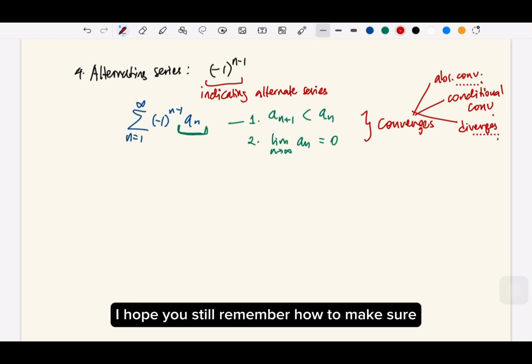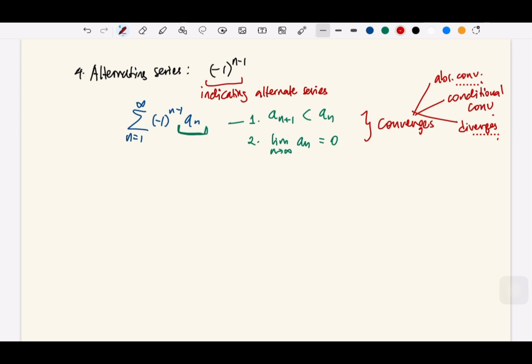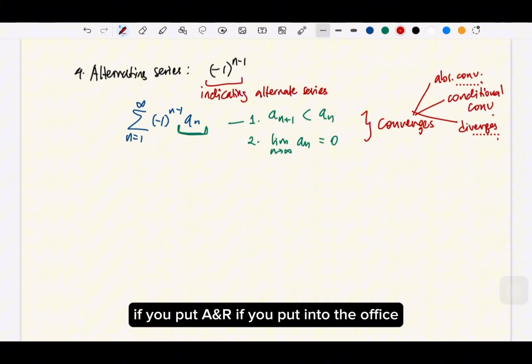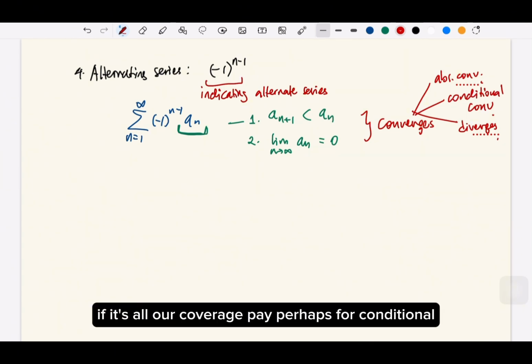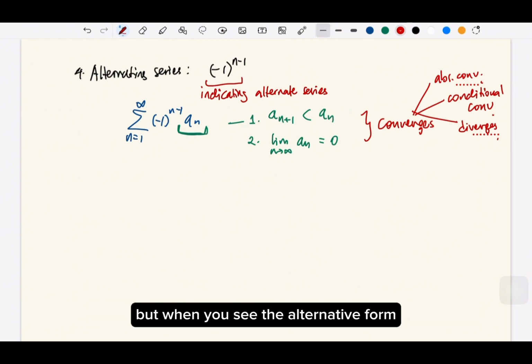I hope you still remember how to make sure whether it's absolute or conditional. I think absolute is if you put aₙ, or if you put it into the alternating series, both converge, for absolute. For conditional, if you look at just aₙ, maybe it will diverge. But when you see the alternating form, maybe it converges. We say it's conditional convergence. But if the other one is all divergent, then it's divergent.